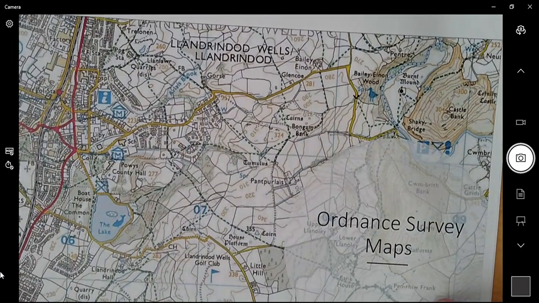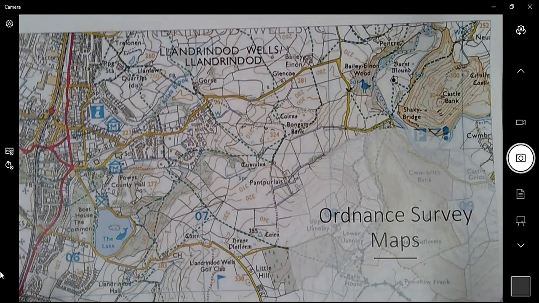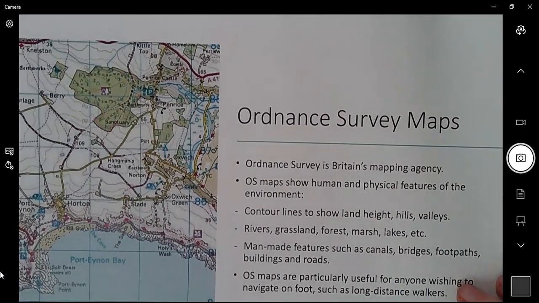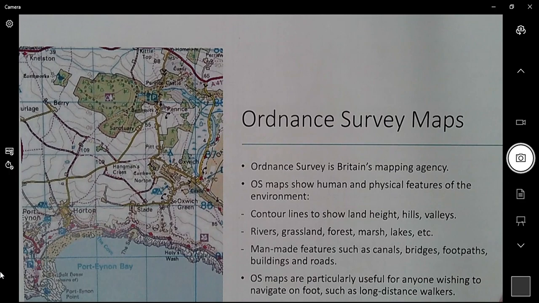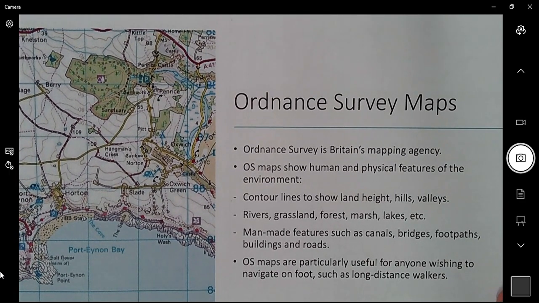So Ordnance Survey maps is the WALT of our lesson. We're going to be looking at those. So what are Ordnance Survey maps? Now you may have heard about them before, or you may not. So just tune in here and we'll give a brief overview of what they're about.